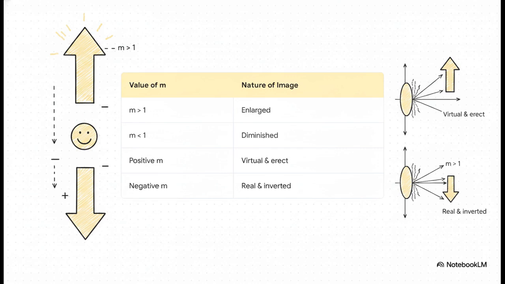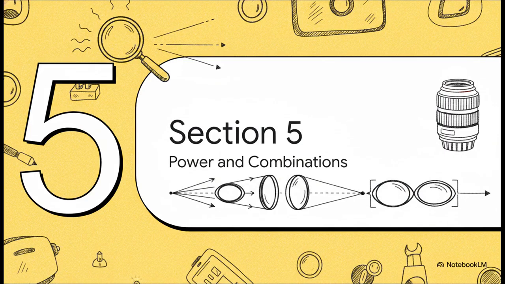But you really have to pay attention to the sign. A positive magnification means you have a virtual upright image, but a negative value, that instantly tells us we are looking at a real inverted image, completely flipped upside down. And finally, Section 5, Lens Power and Combinations.